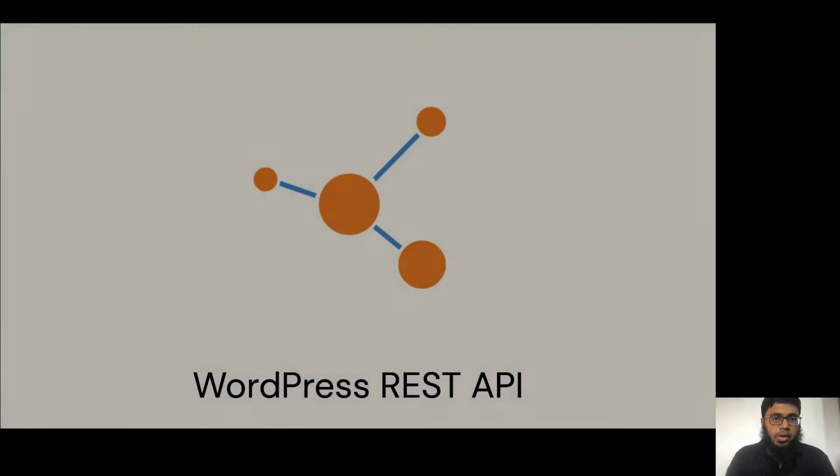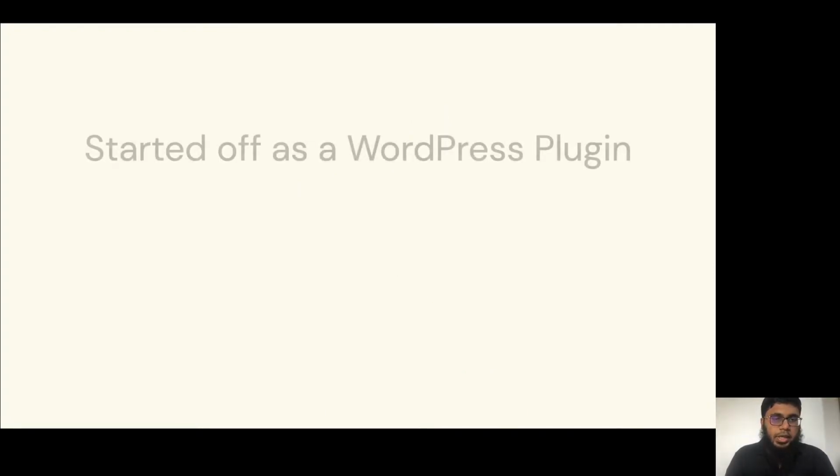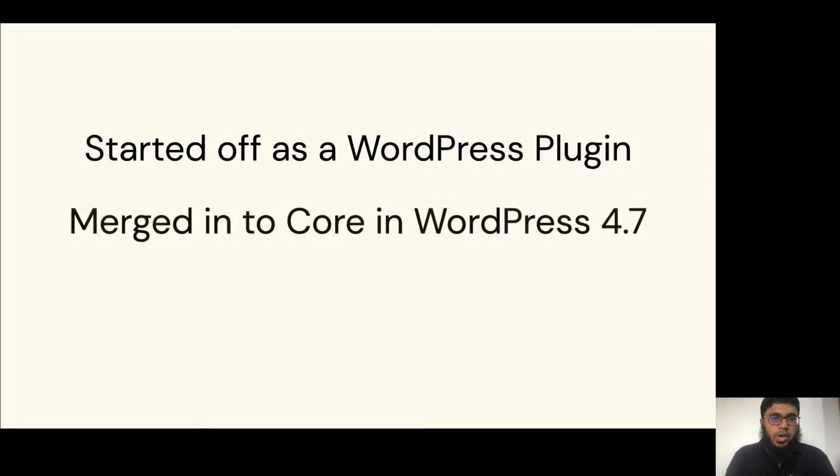Let's talk a little bit about a brief history. In WordPress, we had something called XML RPC, which was used to communicate remotely with WordPress. I have not used it before, but after some time, we got something called the WordPress REST API. It started off as a Google Summer of Code project by Ryan McHugh back in 2013, and eventually it got made into a WordPress plugin. And finally, in 2016, we got the REST API merged into WordPress core in WordPress 4.7 version.